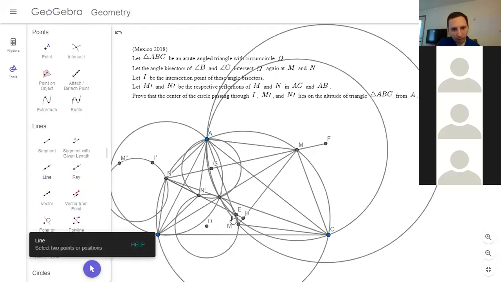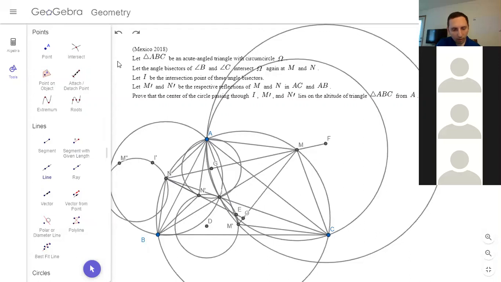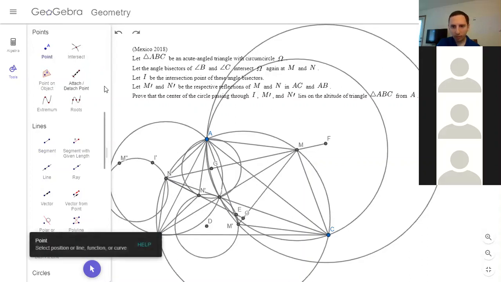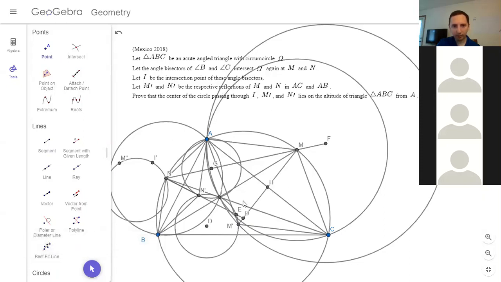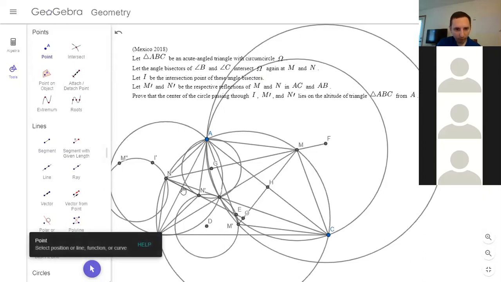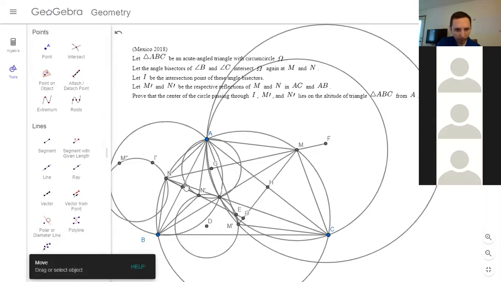So I reflect and then reflect again. Can we say anything about this point right here? It's like a double reflection. Maybe I really can't say anything about that. G and F are the centers of the circles A N prime I and A M prime I. Let me draw. So this is a midpoint right here. So H and J are midpoints.